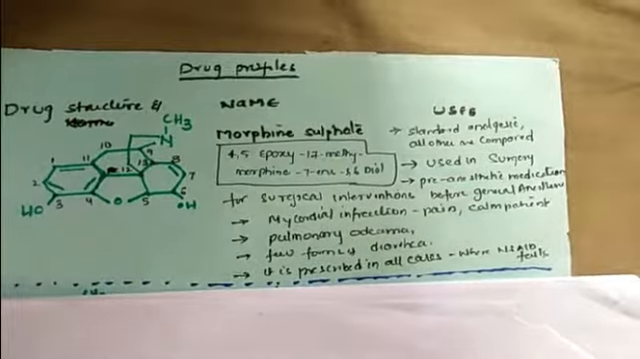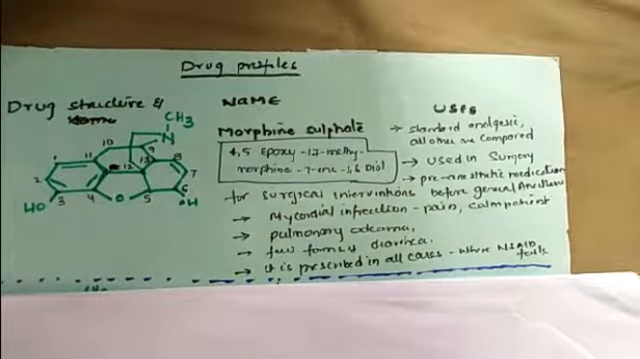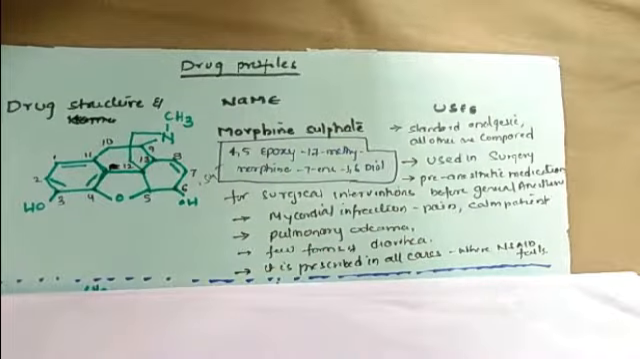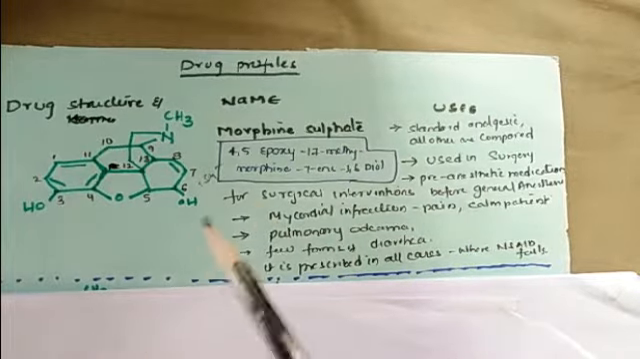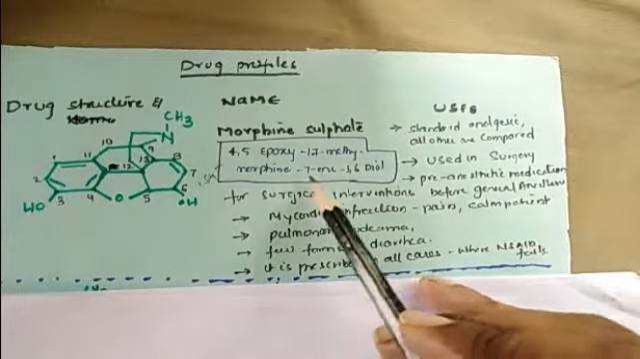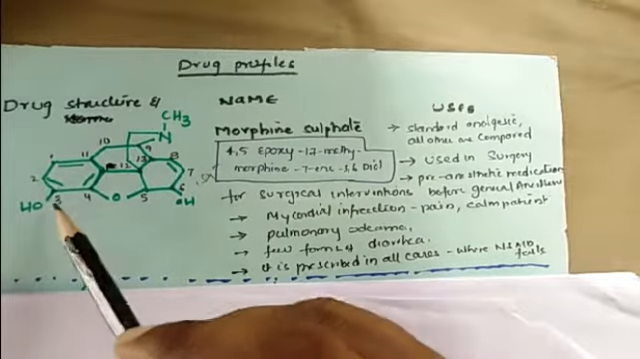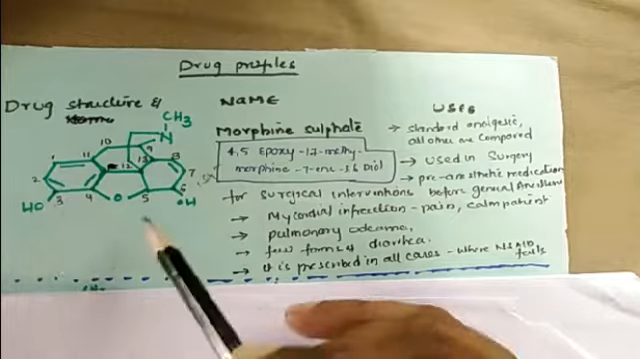So coming to the first drug molecule, it is morphine sulfate. You can add SO4 minus here. This is the structure of morphine sulfate. Coming to the nomenclature, it is 4,5-epoxy-17-methylmorphin-7-ene-3,6-diol. That means in the third and sixth positions there are two hydroxyl groups. That's why it is called a diol.